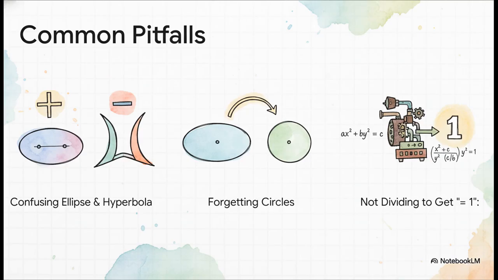Before we move on, let's talk about a few common mistakes people make. The biggest one by far is mixing up ellipses and hyperbolas. Just burn this into your brain. Plus sign means ellipse, minus sign means hyperbola. Another thing, don't forget that a circle is really just a super special, perfectly symmetrical ellipse. And finally, please remember to divide everything to get that equals 1 on the right side. That's what puts it in standard form, and it makes life so much easier.